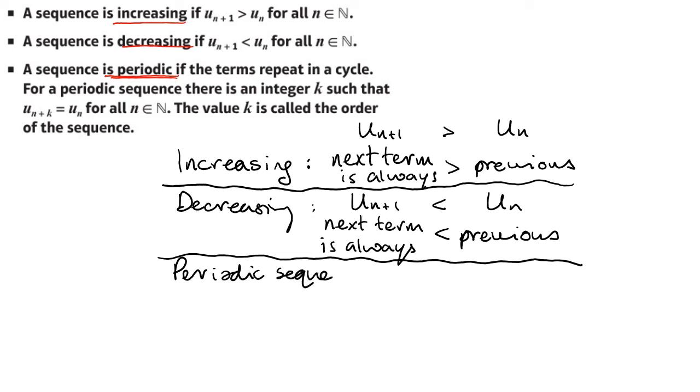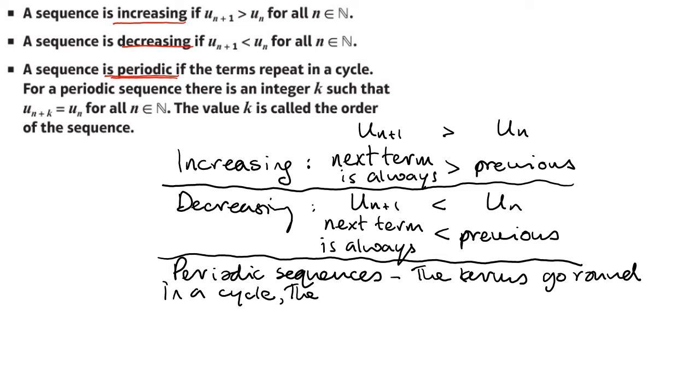So that's increasing, decreasing. Now we have what we call periodic sequences, and this is where the terms go around in a cycle. The length of the cycle is called its period.